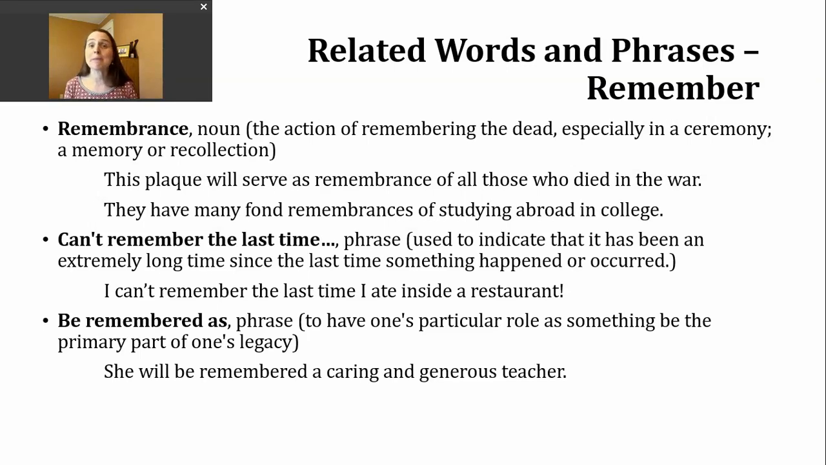One phrase that you might hear English speakers say is, I can't, we can't, they can't, right? Any sort of subject. Can't remember the last time, and then there's going to be a sort of continuation of that phrase. So many people use this phrase to indicate that it has been a very long time since a particular action or activity happened or occurred. And it's not always literal, so exact. Sometimes it's used to exaggerate.